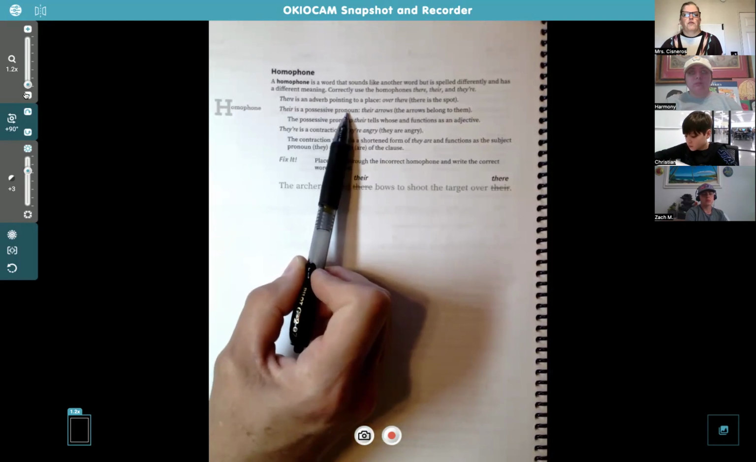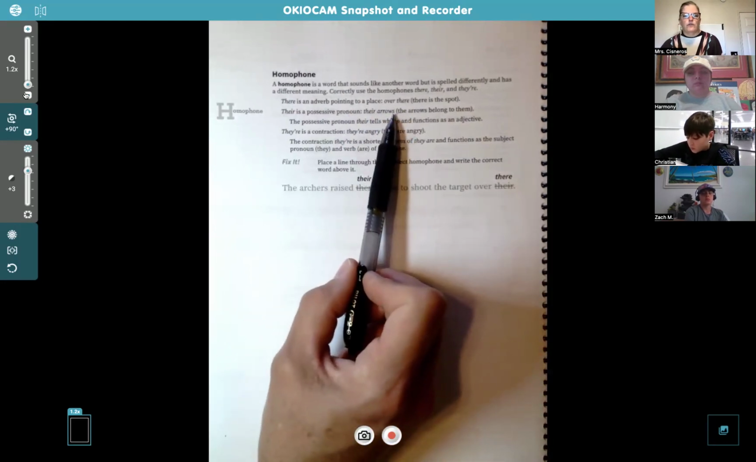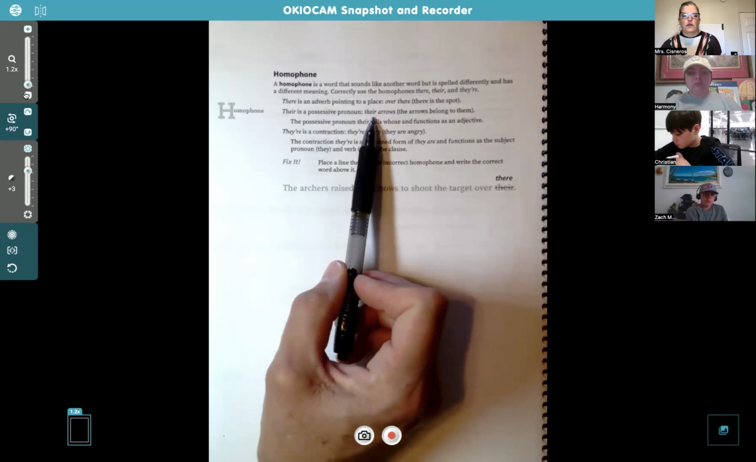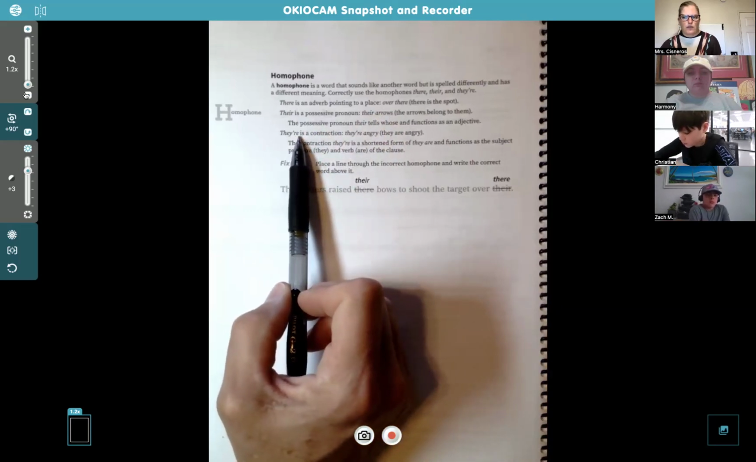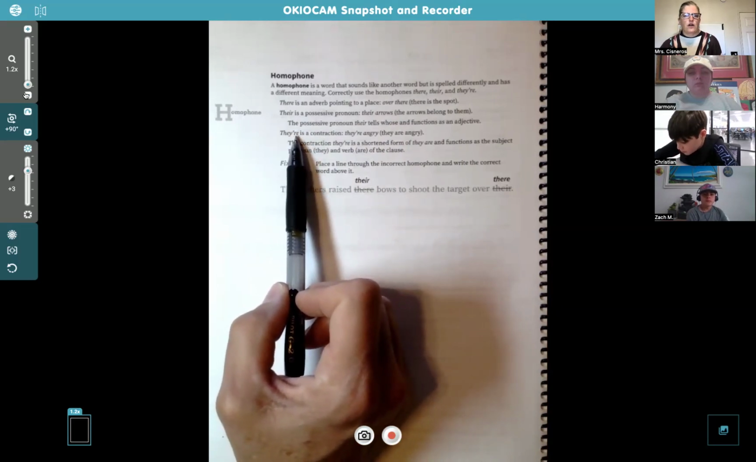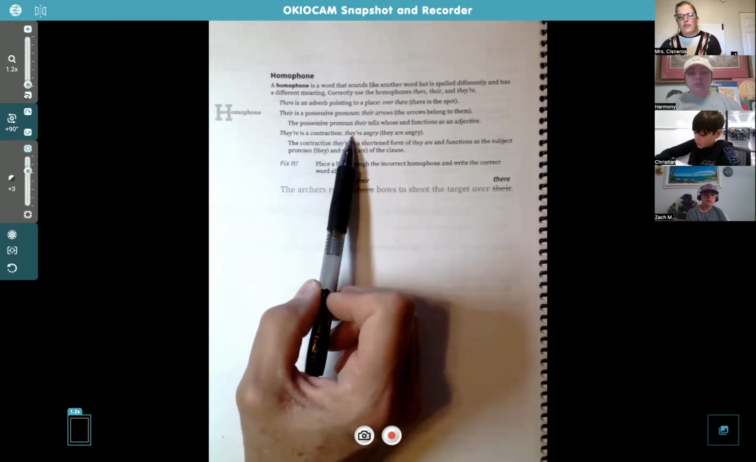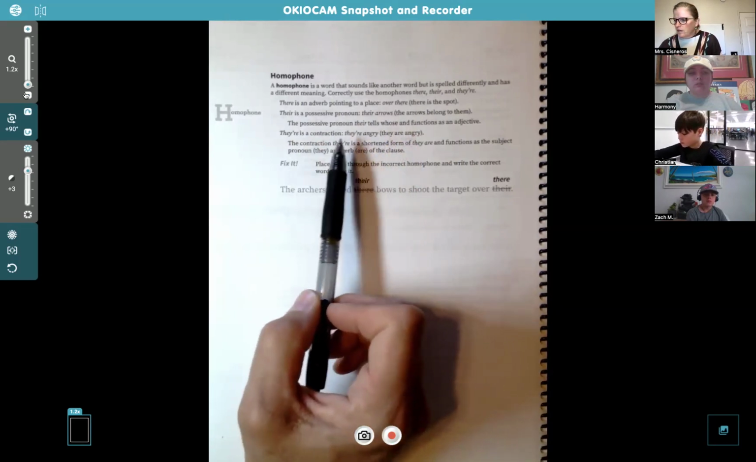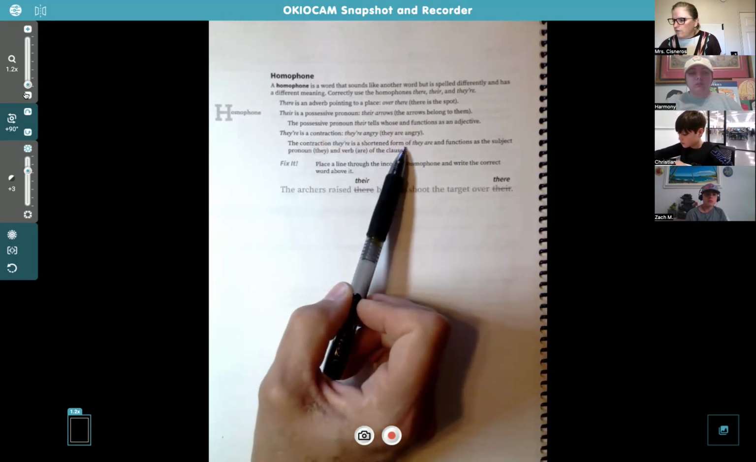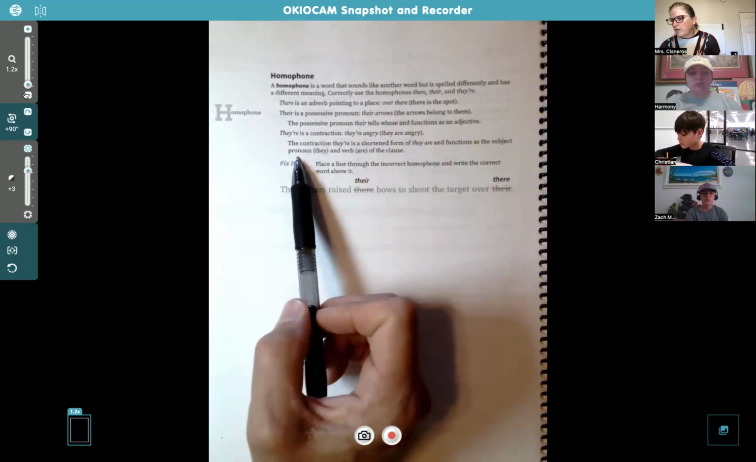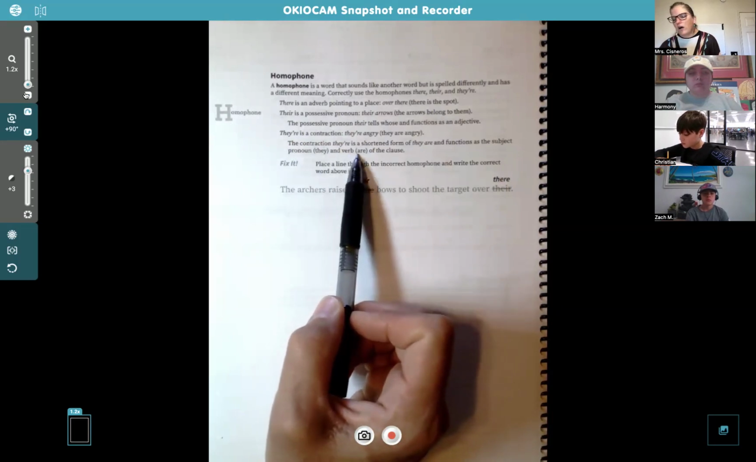And then the next one here is THEIR. It's a possessive pronoun. Their arrows means the arrows belong to them. Their arrows. And then the last one is with an apostrophe. That's easy to spot. They're with an apostrophe RE means they are, right? So it's a contraction. They're angry. They are angry. The contraction they're is the shortened form of they are and functions as the subject pronoun, they, and the verb, are, of the clause.